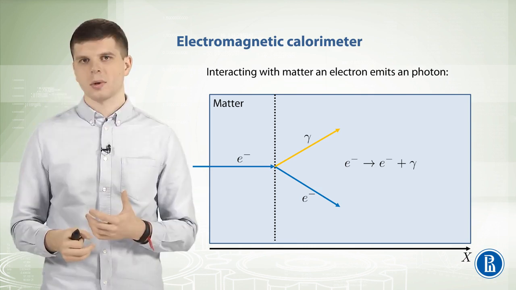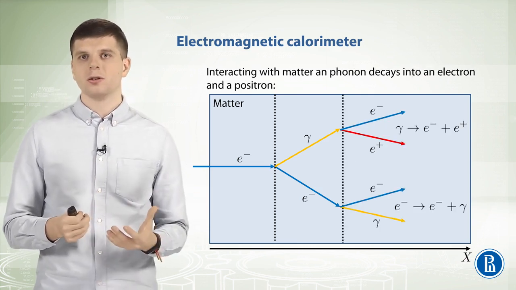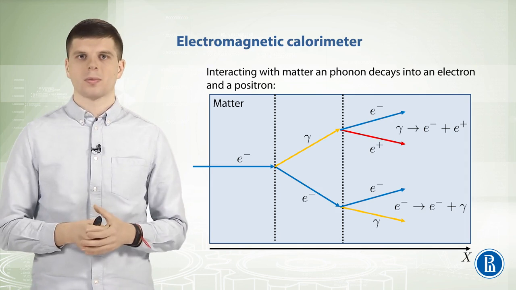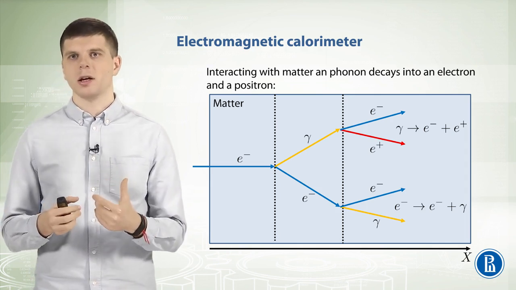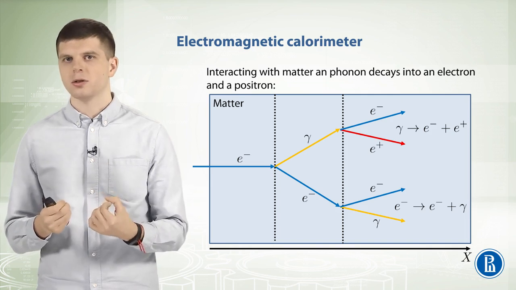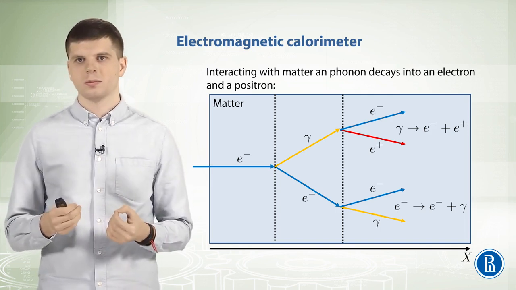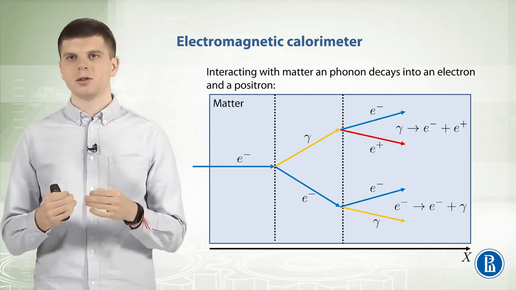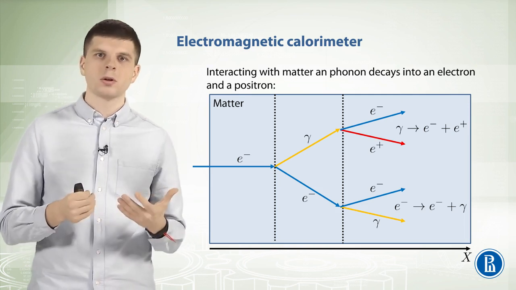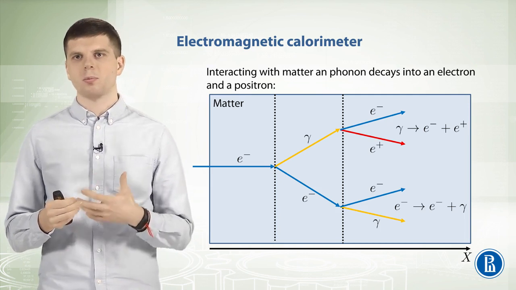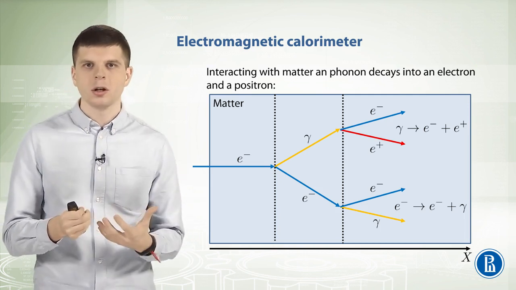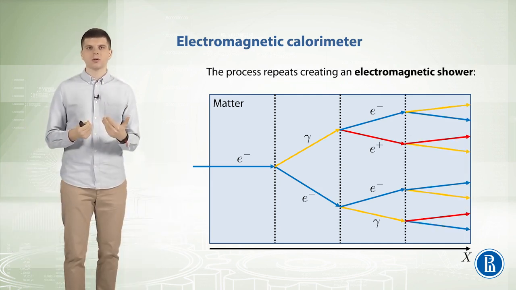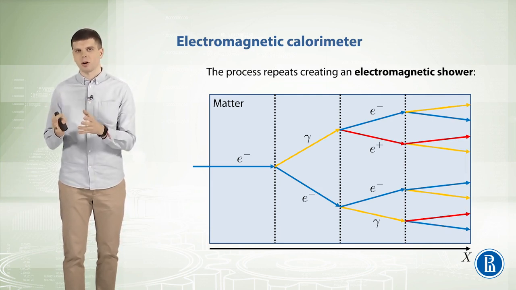original electron. At the second step, the photon interacts with the matter and decays into an electron and a positron. At the same time, the electron again emits another photon, changes its direction and loses energy. So there are four particles and the energy of the original electron is distributed among these particles. In other words, with each step the number of particles increases and the energy of each of these particles decreases. This process repeats many times and creates an electromagnetic shower.